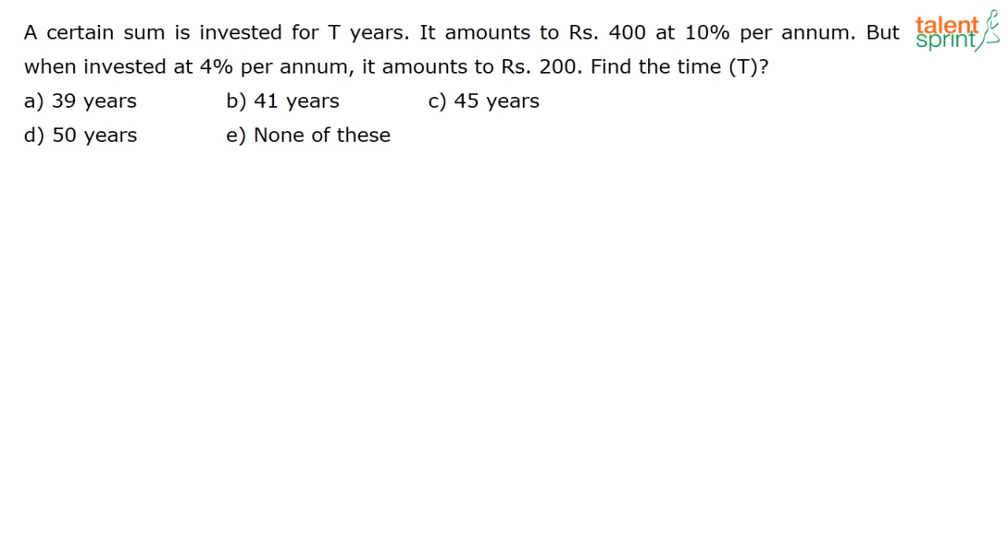The next question is there on your screen. A certain sum is invested for T years. It amounts to rupees 400 at 10% per annum. But when invested at 4% per annum, it amounts to rupees 200. Find the time T.